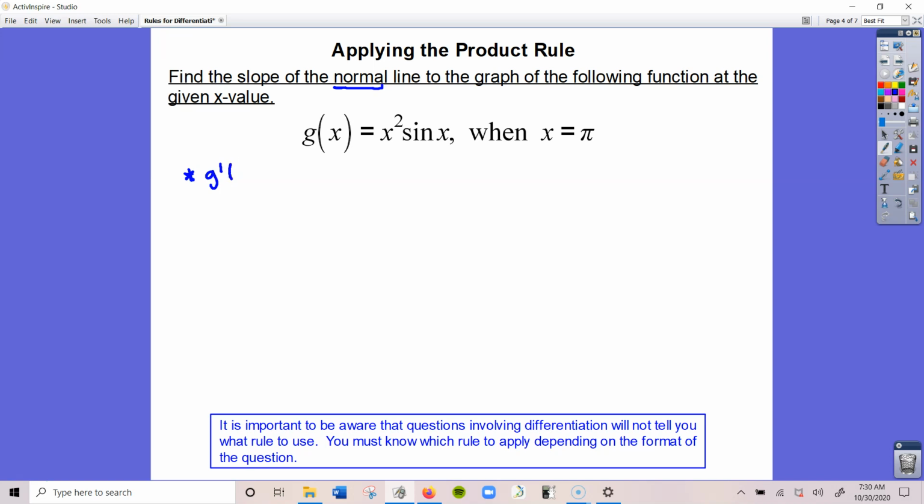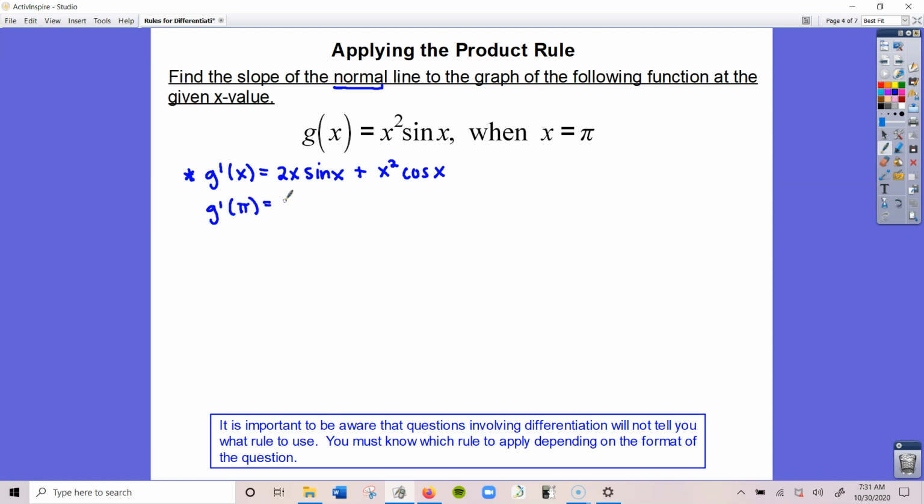We're going to find g prime of x first before I plug in pi. So the derivative of the first term, which is 2x, and then we leave the second alone, so times sine x, plus x squared times the derivative of sine, which is cosine x. This is my derivative. I can't really do much else from there. So we leave it, and that's fine. Now we're going to go ahead and plug in pi.